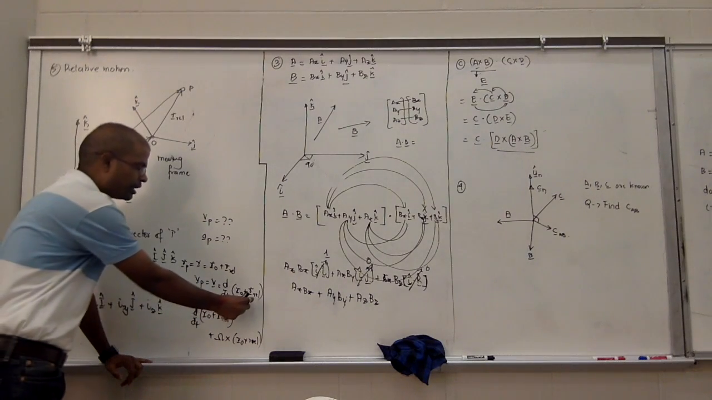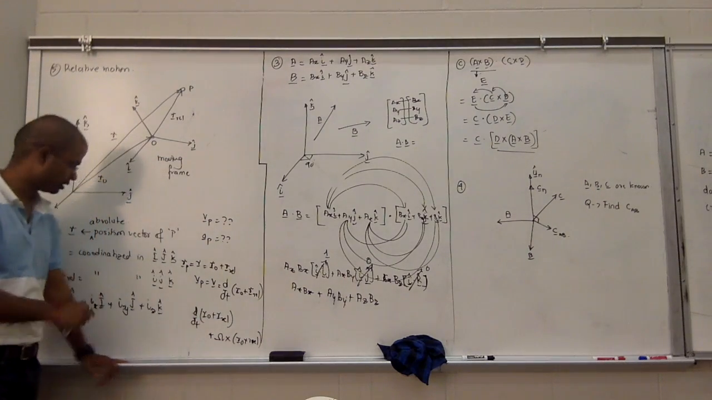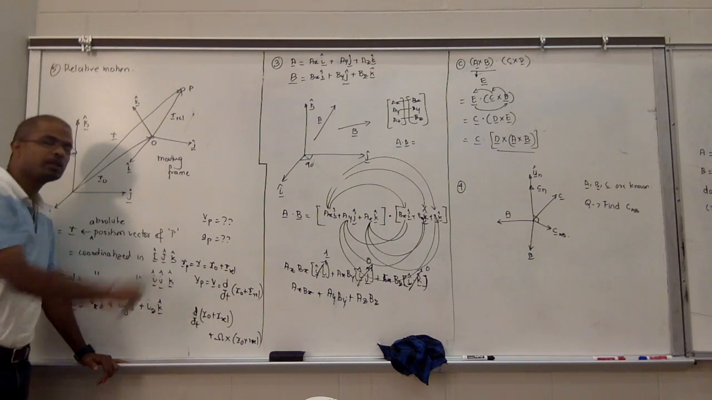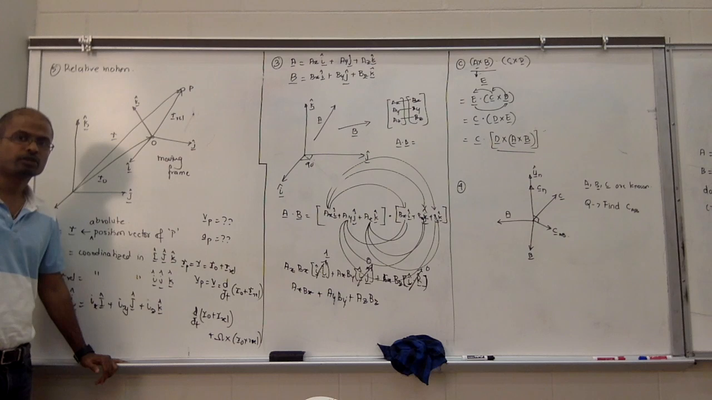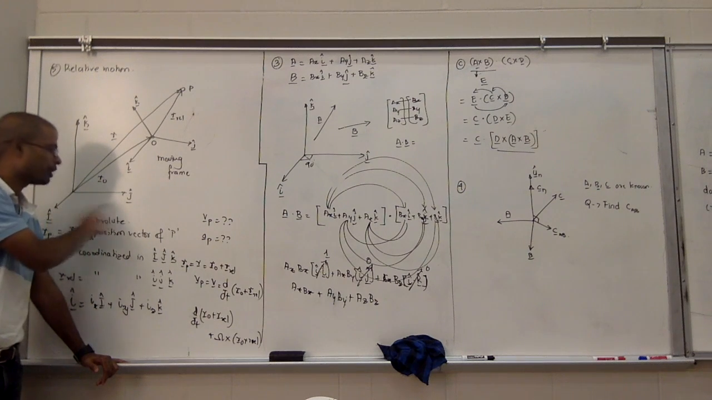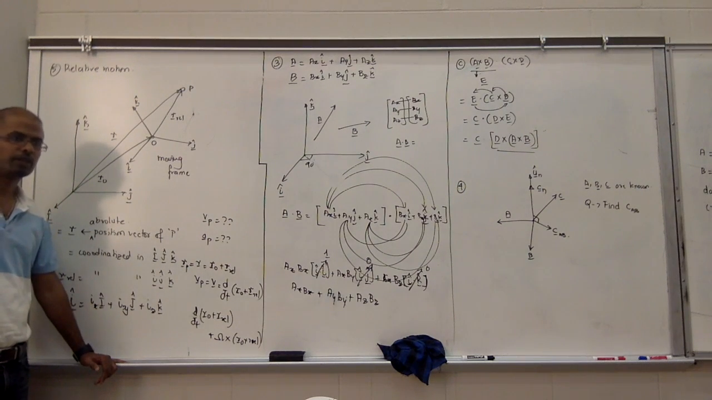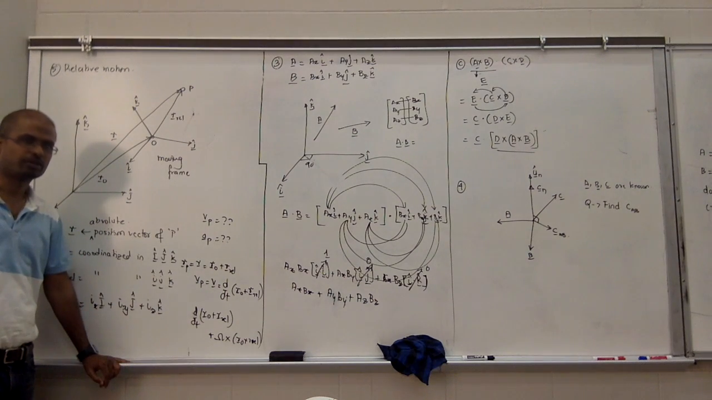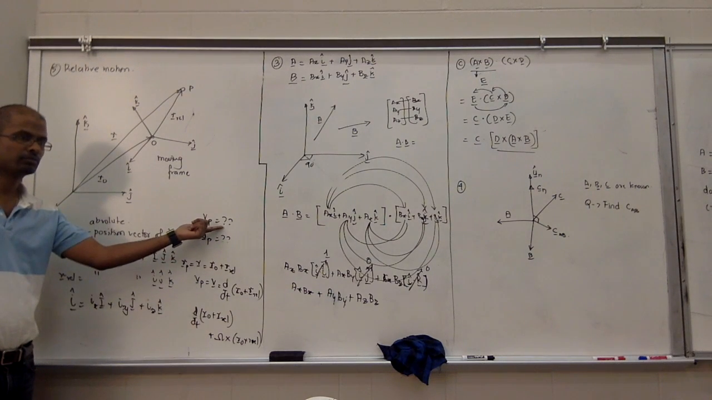The only thing is, at the end, you just make sure everything is expressed in either small ijk or cap ijk. You are required to find Vp, which is the absolute velocity of the particle P. That means you have to express this Vp in cap ijk. Everything has to be expressed in cap ijk. Acceleration, again, everything has to be expressed in cap ijk. Why does it have to be capital? Because it's an absolute position or absolute velocity.